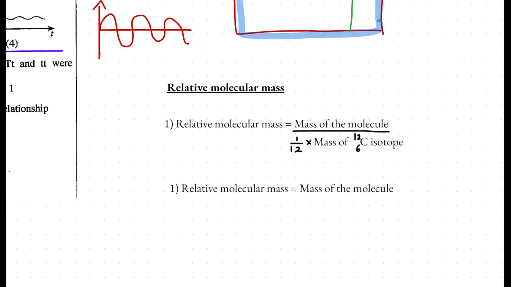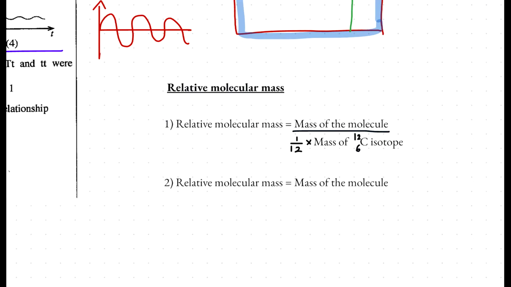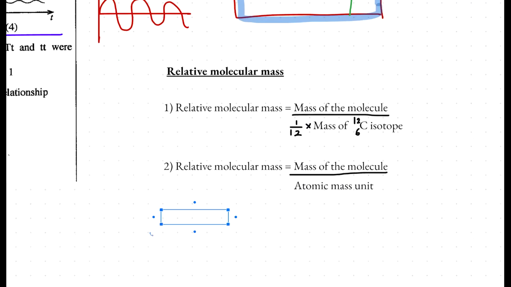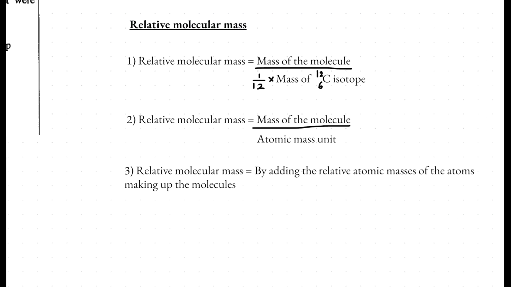Relative molecular mass is equal to the mass of the molecule divided by the atomic mass unit. You will remember the atomic mass unit. Then there is a third method to find relative molecular mass: you add the relative atomic masses of the atoms making up the molecule. When you add the relative atomic masses of the atoms that make up the molecule, you get the relative molecular mass. These are the three methods.